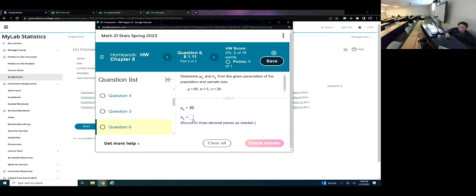Now, for what I want to do here, zoom on that screen. I don't know if it's going to show up. I'd rather just click it over and show you. So let me write down what I have here. Mu equals 85, sigma equals 5, and n equals 29.